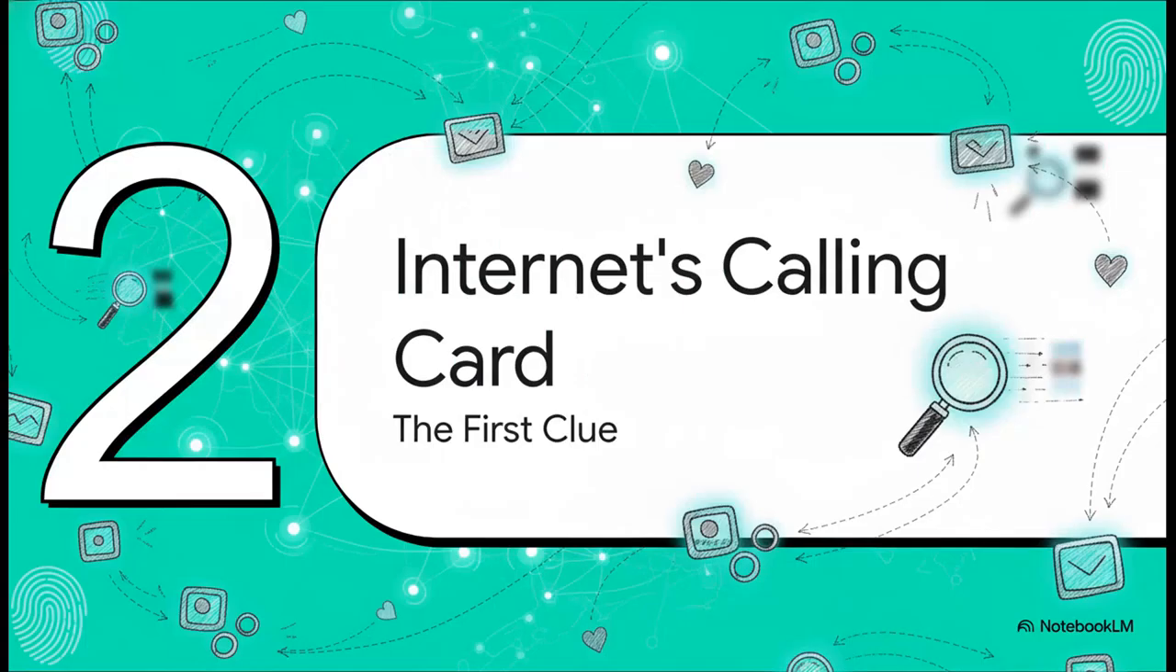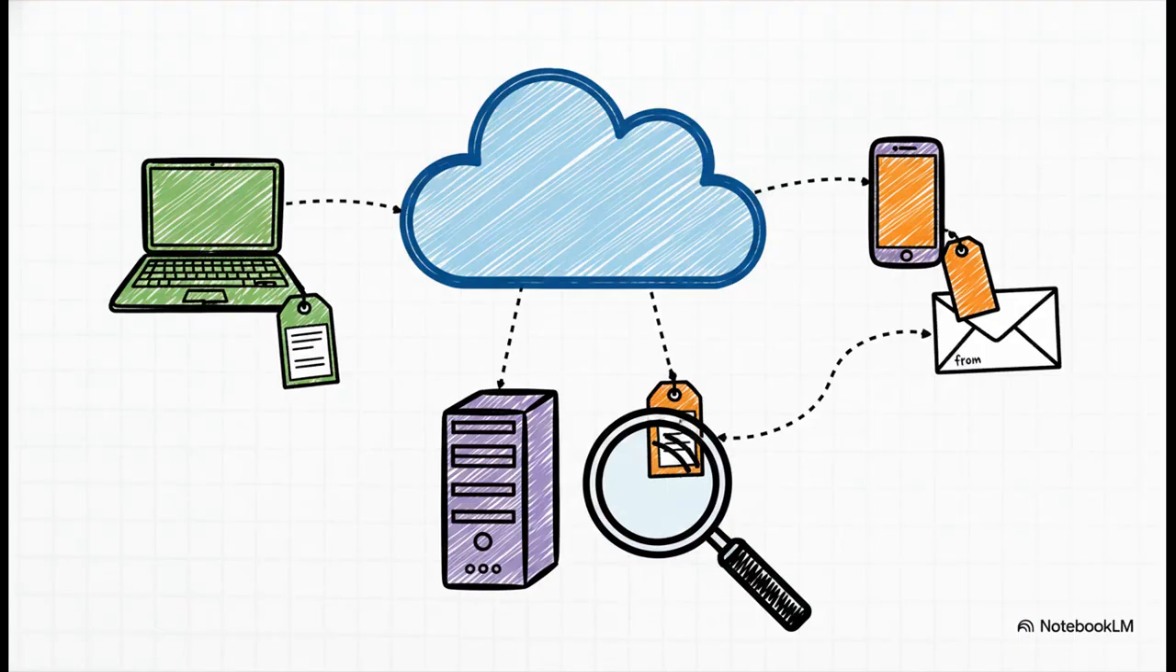So, with all these tiny packets flying around everywhere, how does anything know where to go? And more importantly for our investigation, how do we know where they came from? This brings us to the first and maybe the most critical clue in any online case. Every single device, your computer, your phone, that web server, gets a unique number assigned to it called an IP address. And it's not just an address, it's a return address. For almost every digital investigation, this is the starting point. It's the first thread that detectives start to pull on.